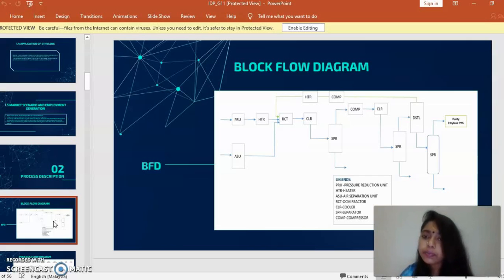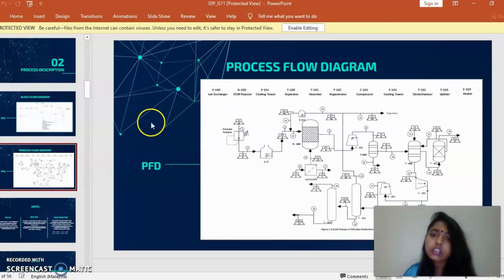Then the separator will separate the methane, and the next separator also separates methane, but it collects more pure methane and sends it back to the reactor. Finally, we can obtain our ethylene at 99% purity at the final separator. This is our process flow diagram.